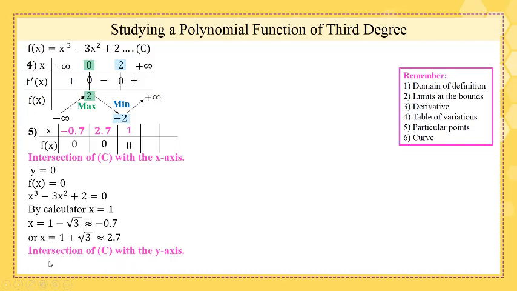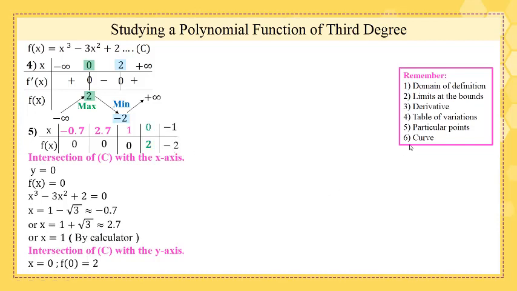Intersection of C with the y-axis. Thus, x equals 0, that is f of 0 equals 2. We got the coordinates of a new point, which are 0, 2. We can continue the determination of the coordinates of some particular points, such as minus 1, minus 2.